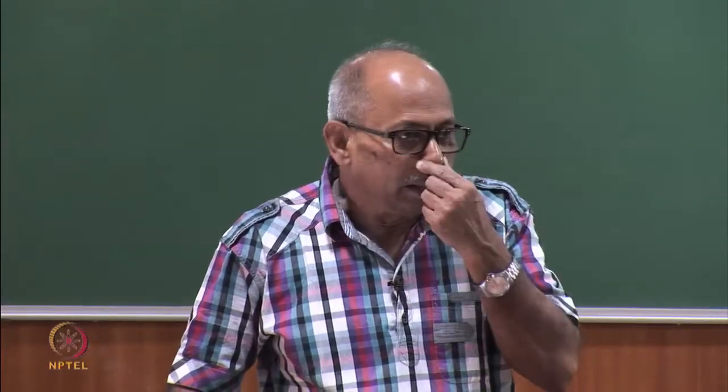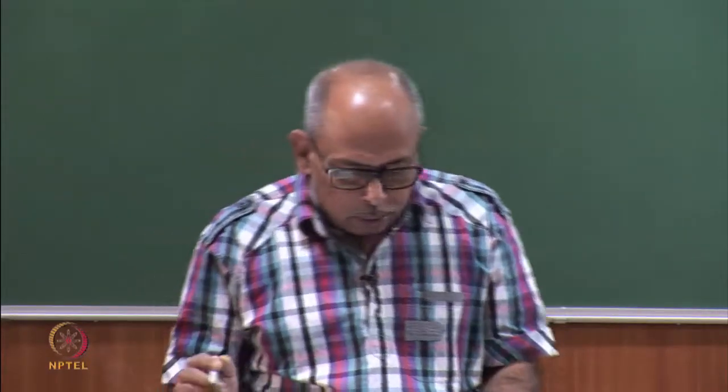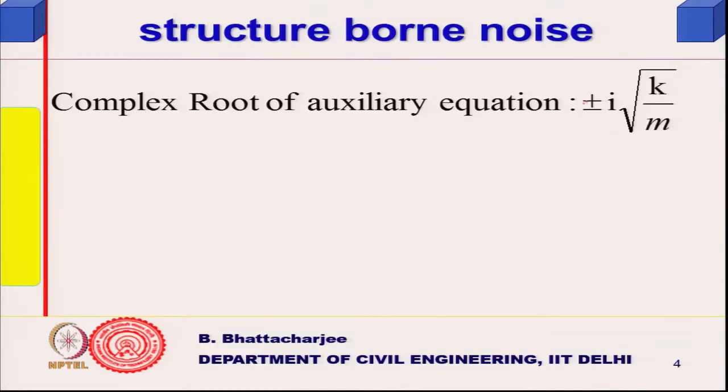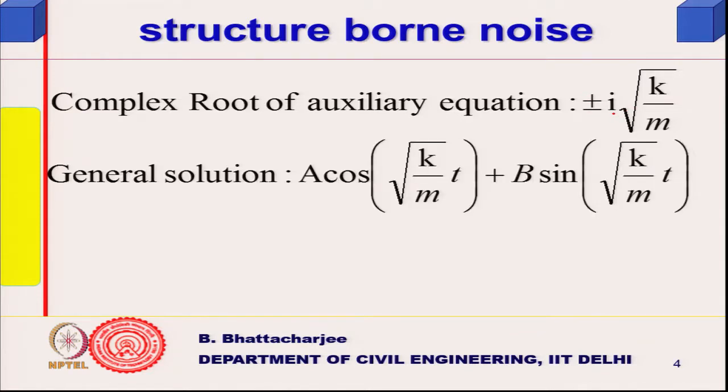And the solution, you can show very easily, has a complex root, because it is a minus under root k by m. So, under root i under root k by m, and the solution of this one comes out as a cos omega t plus b sin omega t, where omega is under root k by m, right.